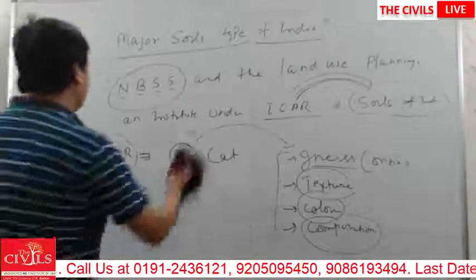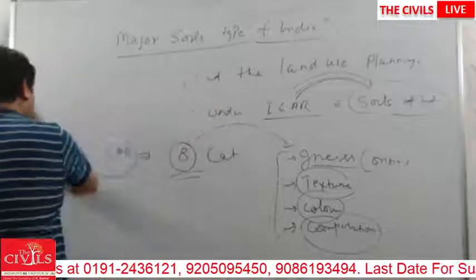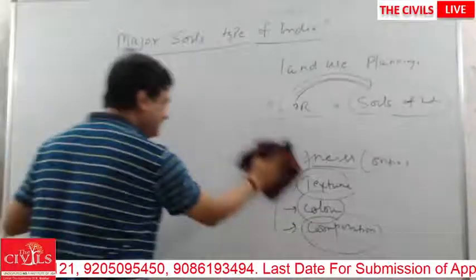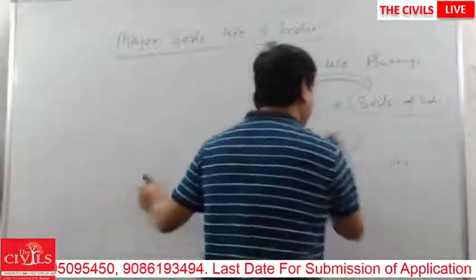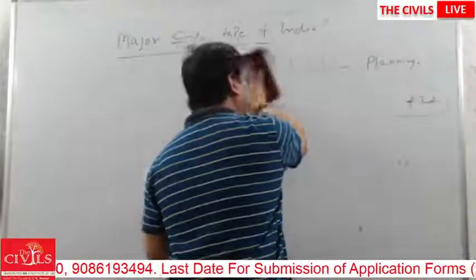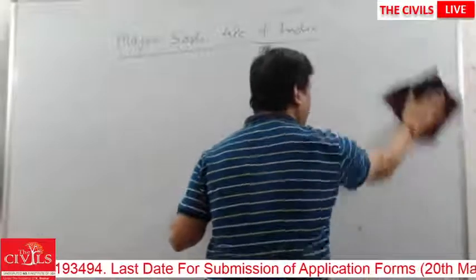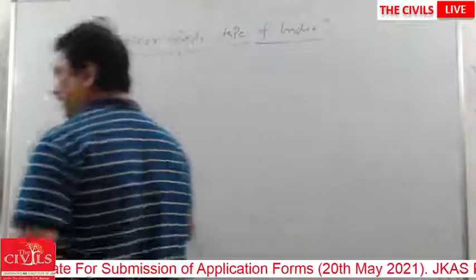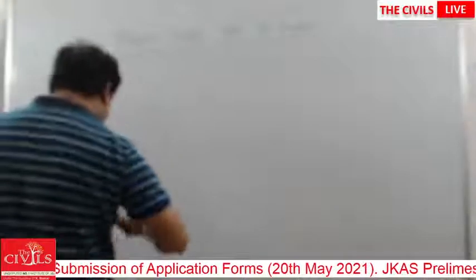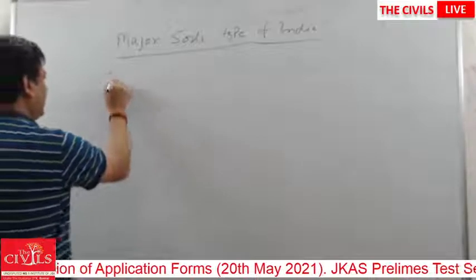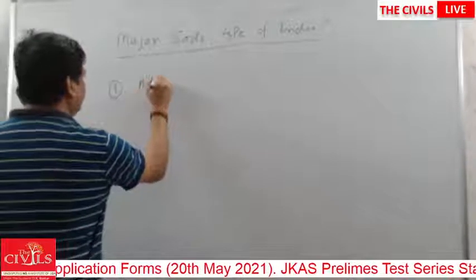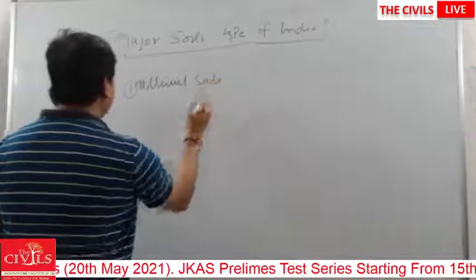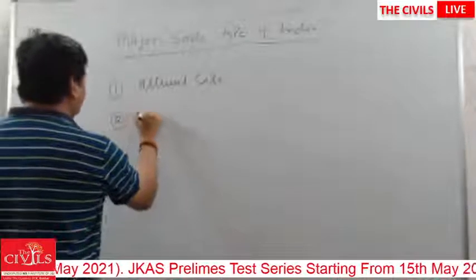Now, write down the names of the 8 categories of soil, then we will discuss them one by one. The first is alluvial soil, the largest soil group of India. Second is black soil.